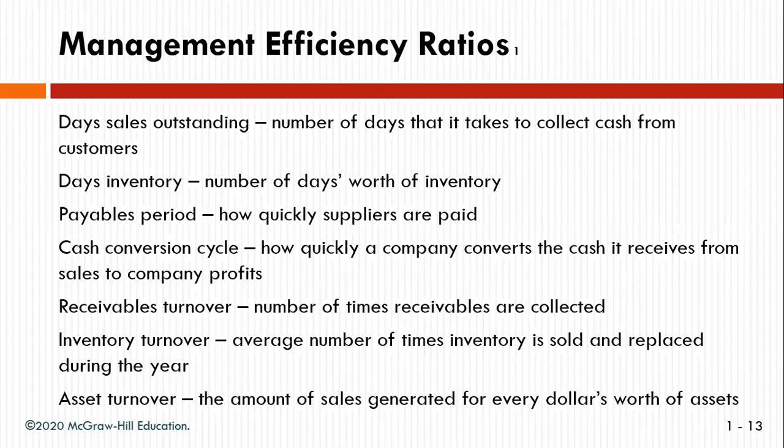The payable period is how quickly the suppliers are paid. When you take things on credit, how quickly will you pay? The longer you take to pay the supplier, the better for you. Cash conversion cycle is how quickly a company converts the cash it receives from sales into company profit. Once you get the cash, usually part of it you pay for expenses, and some part of it you have to hold there. So how quickly can you convert it to profit, because profit is the main goal for the investors.